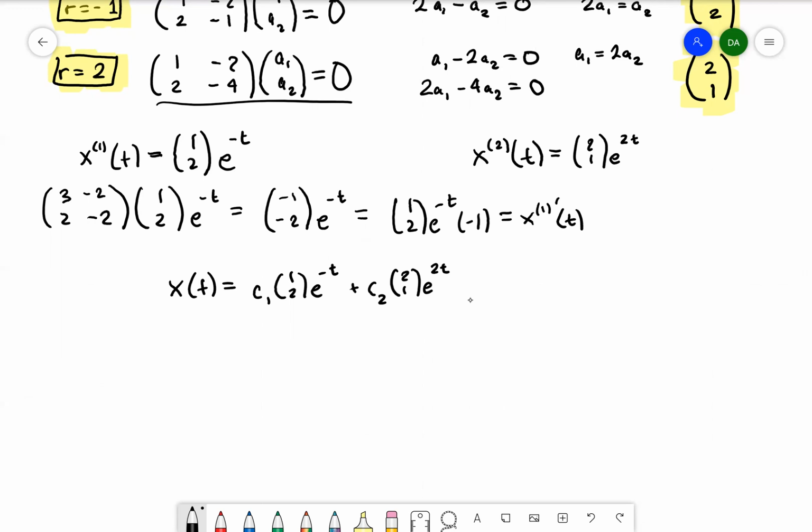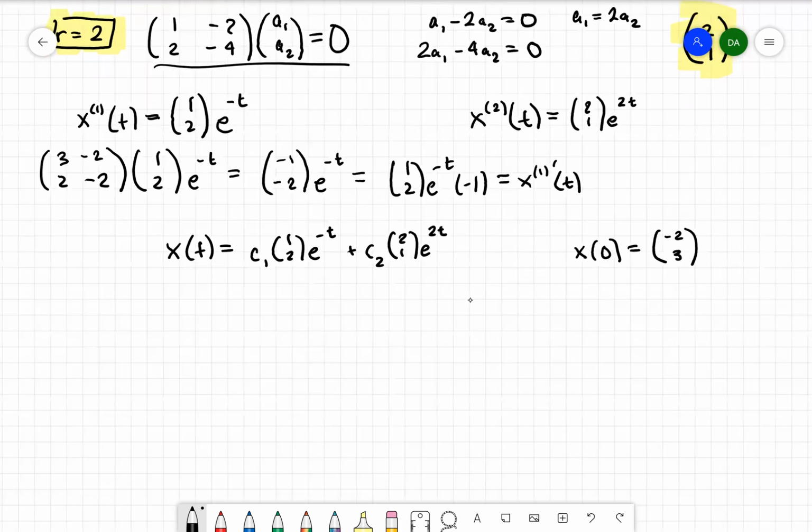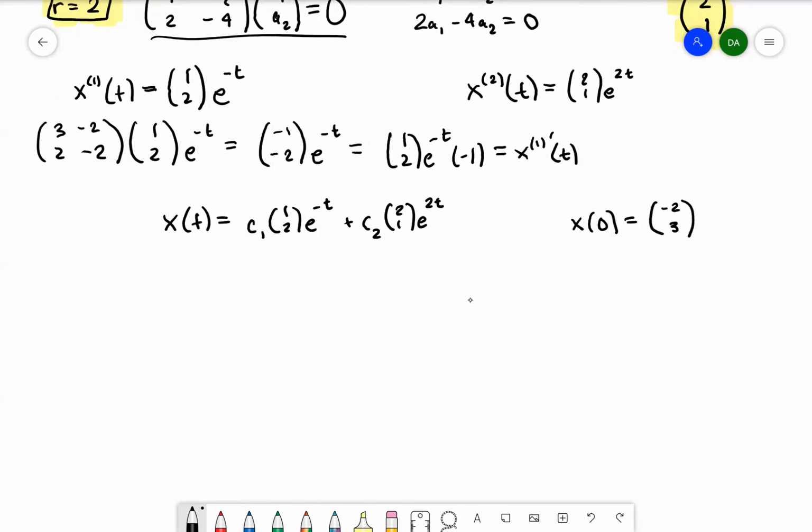So we might have as an initial condition x of 0 is equal to (1, 2), for example. Or let's maybe do something more interesting. (-2, 3). The procedure for solving these will be the same no matter what. Now we can take this 0 and plug it into our general solution here. What we get is x of 0 is equal to C1 (1, 2) plus C2 (2, 1).